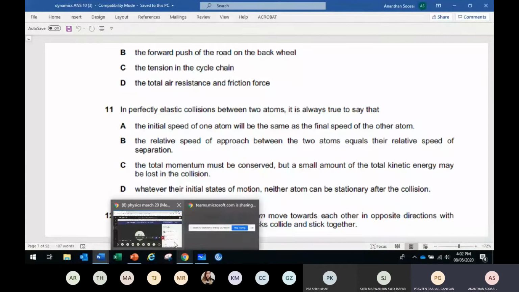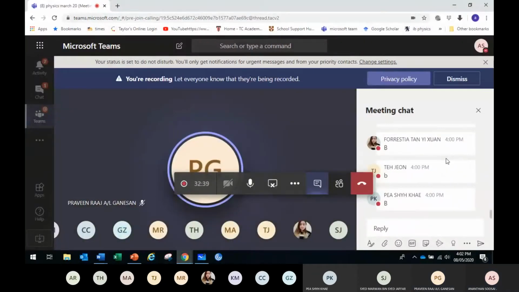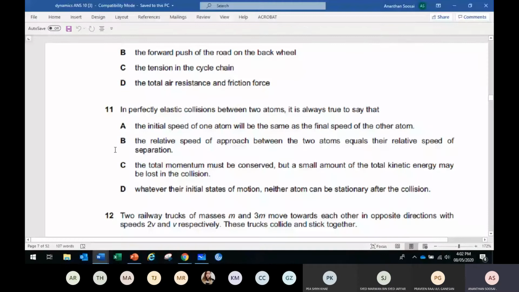Okay, let me check. Anyone got the answer? So all saying B. Yeah, good. B is the answer, no doubt about that. Relative speed of approach equals relative speed of separation: u1 minus u2 equals v2 minus v1. Only correct if it's an elastic collision.